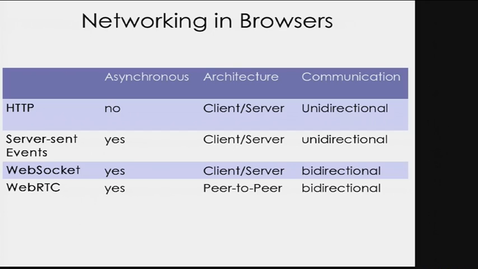The first one is HTTP, which every one of you knows. It's not asynchronous, but if you use AJAX, it's asynchronous, all right. It's a client-server architecture because you have a browser that sends a GET request or POST request or another HTTP request to the server, and the server answers this request. So it's unidirectional. The server can't send an HTTP request to your browser. The second thing is server-sent events, which I don't know. Who of you knows server-sent events? Right. Who of you uses server-sent events? Two of you. Right.